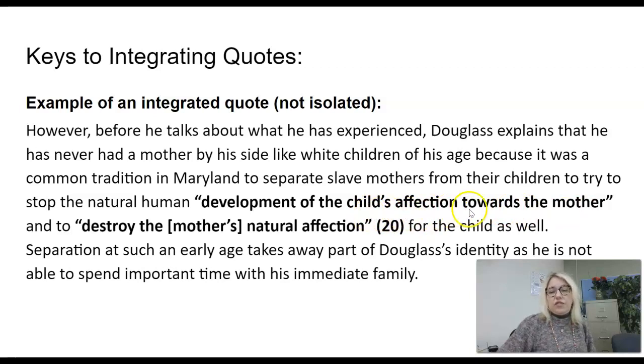Development of the child's affection towards the mother, destroy the mother's natural affection. And then you can see I have a bracket in here, so I've added this word. That's what the brackets denote. And it happens on page 20, so I have the page number there.